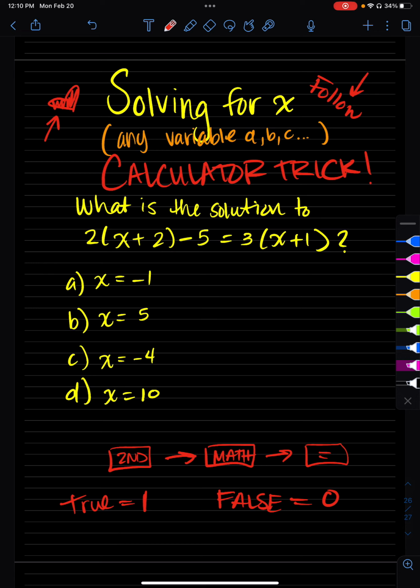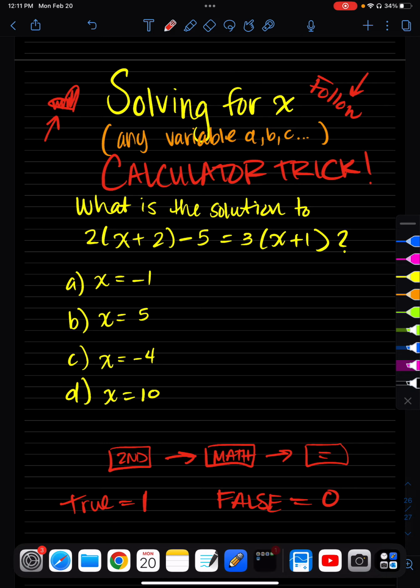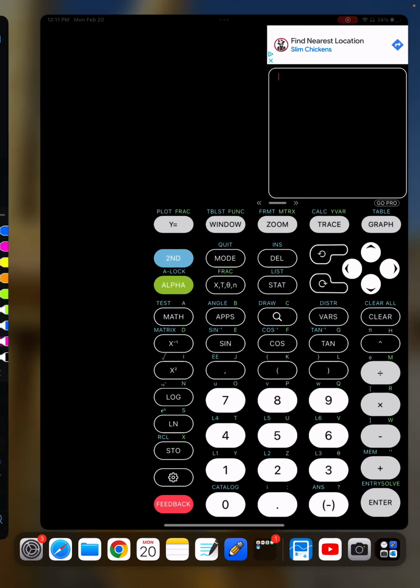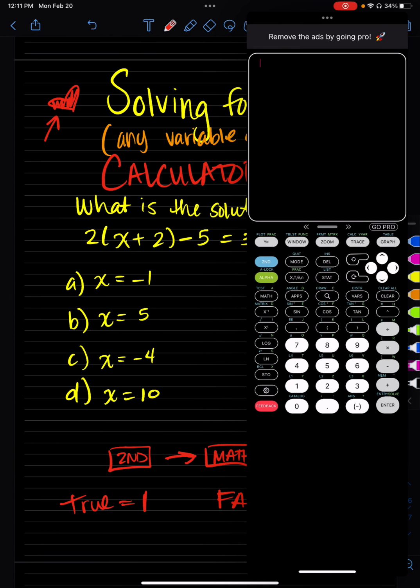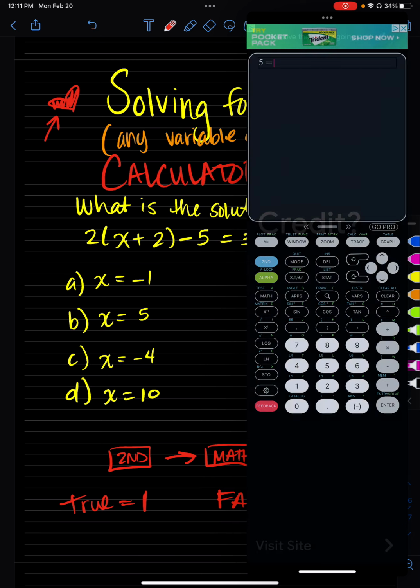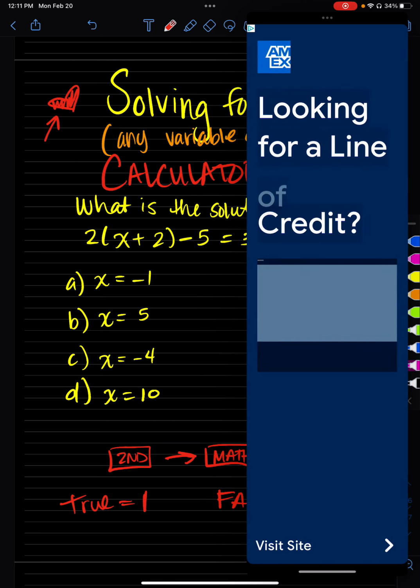All right, so here's what we're going to do. Get my calculator out real quick. Let me show you what I mean by a true statement and a false statement. So 5, I'm going to hit second math. I want that equal sign.